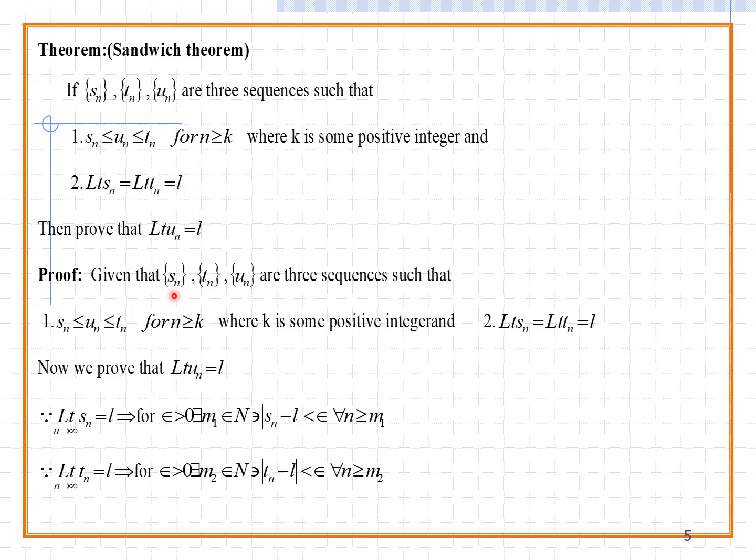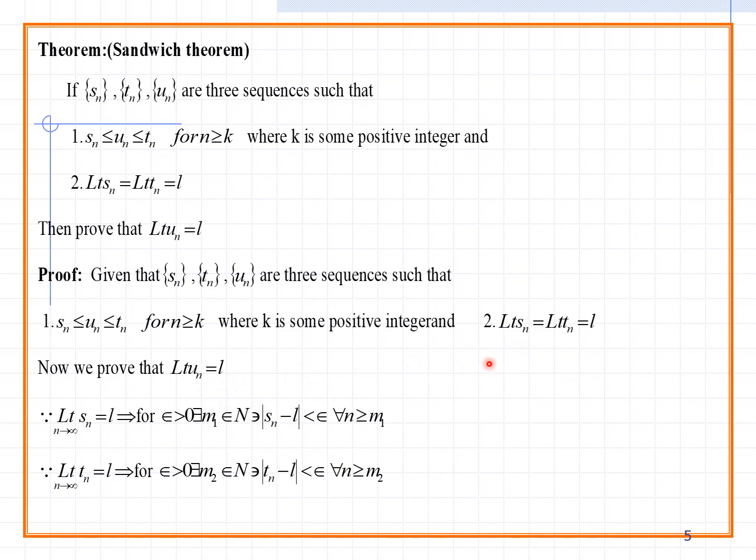Given that Sn, Tn, Un are three sequences such that Sn is less than or equal to Un, which is less than or equal to Tn, for n greater than or equal to k, where k is some positive integer. The second condition is the limit property: limit as n tends to infinity of Sn equals limit as n tends to infinity of Tn equals L. Limit means convergence, with n going up to infinity, so you can write limit or limit n tends to infinity, both are the same. Now we can prove that limit Un equals L.